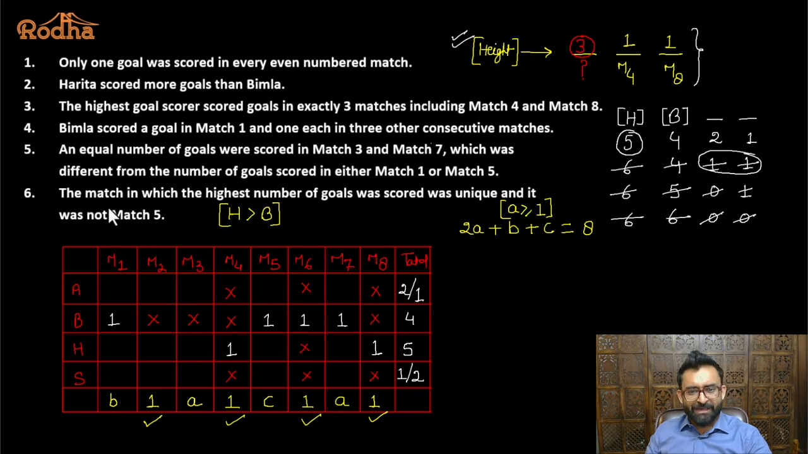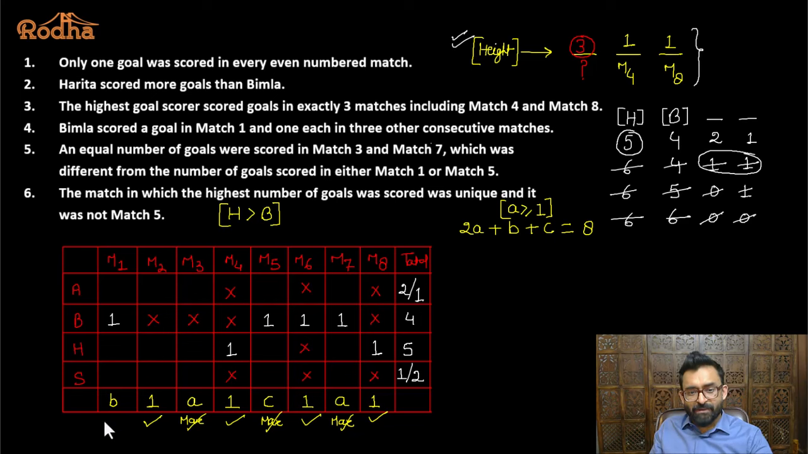Now let's read point number 6. The match in which the highest number of goals was scored was unique, and it was not match 5. So the match in which the highest number of goals was scored is unique. That means no other match will have that many goals. And that is not match 5. So this is not the highest number of goals. C cannot be the value which is highest. This cannot be the maximum. Why? Because it is unique.